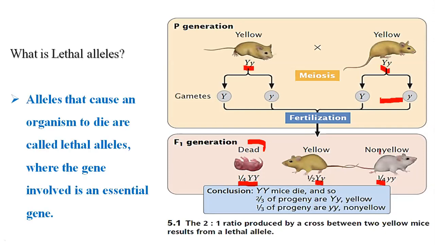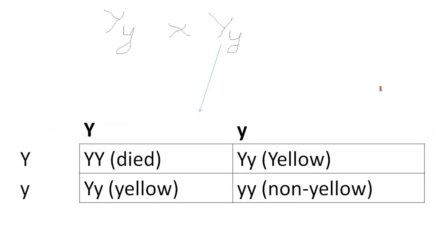So here is the same definition: the allele that causes the organism to die is called a lethal allele, and the genes involved are essential genes. Here I have explained capital Y and capital Y; you can see this in the video. Capital Y and small y, and capital Y, small y. Capital Y, capital Y died. Capital Y, small y, and capital Y, small y, these two had yellow coat color and survived. And this one is non-yellow, small y, and it also survived.